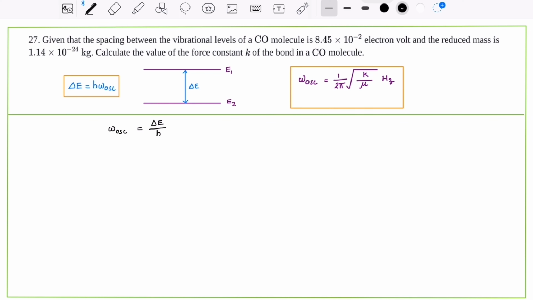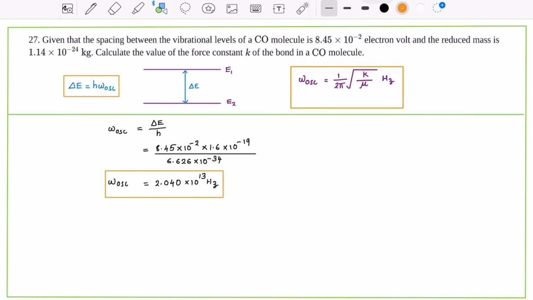First, omega oscillation is equal to delta E by h. Delta E is given in the problem as 8.45 into 10 raised to minus 2 electron volt. Multiply it with 1.6 into 10 raised to minus 19 so that delta E is in joule. Now divide it by Planck constant. We will get the value of omega oscillation as 2.040 into 10 raised to 13 hertz.